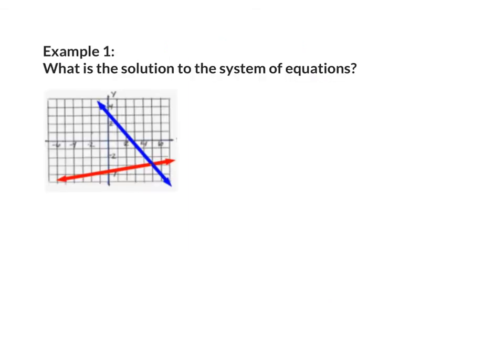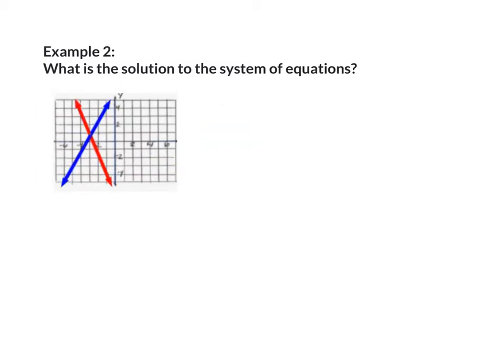Example number 1. What is the solution to the system of equations? Now remember, the solution to the system of equations is where the two lines intersect, and they are intersecting right here. So since we start at the origin and we're moving to the right, we know that our first point is going to be positive. So I'm moving 1, 2, 3, 4, 5 to the right. Now since I'm moving down, that means it's going to be negative. So I'm moving down 1, 2, 3. That means the solution to this system of equations is 5, negative 3.